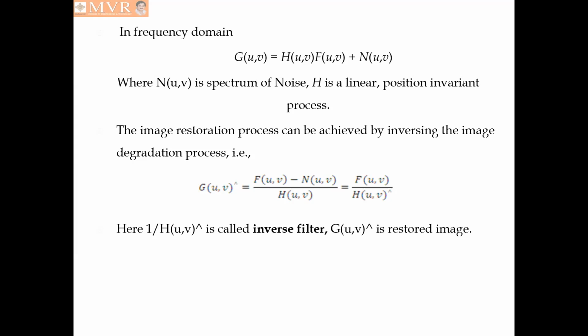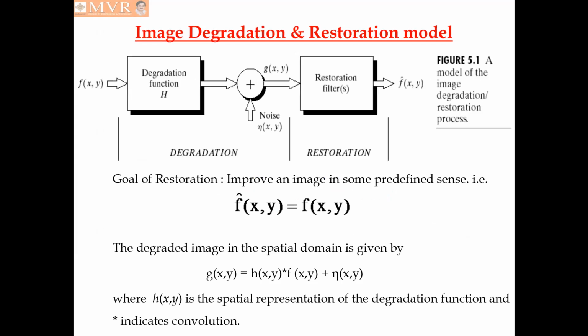That is, F cap of (u,v) is equal to G(u,v) minus N(u,v), that is original image minus noise, divided by the degradation function H(u,v), which is equal to F(u,v) by H(u,v) cap. Here 1 by H(u,v) cap is called the inverse filter, and F cap of (u,v) is called the restored image. So this is all about the image degradation model, and this block diagram is very, very important from the examination point of view.